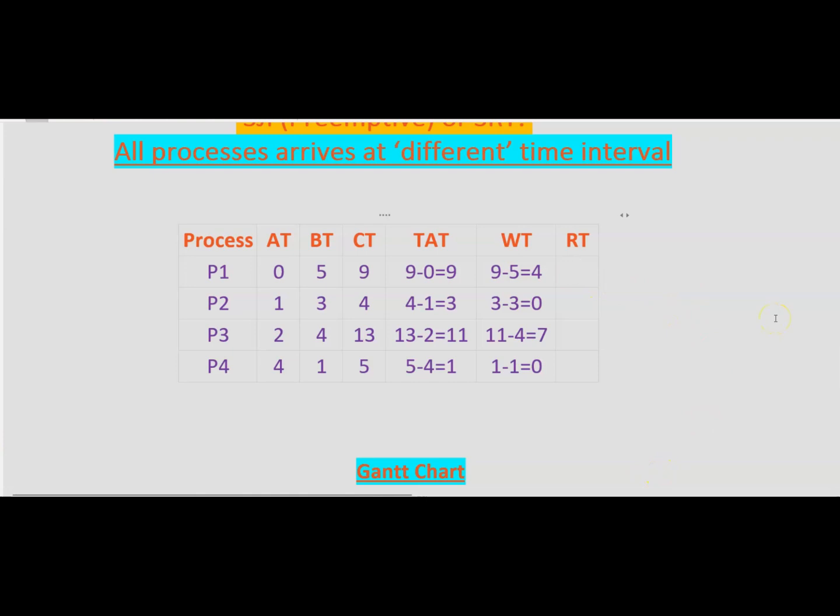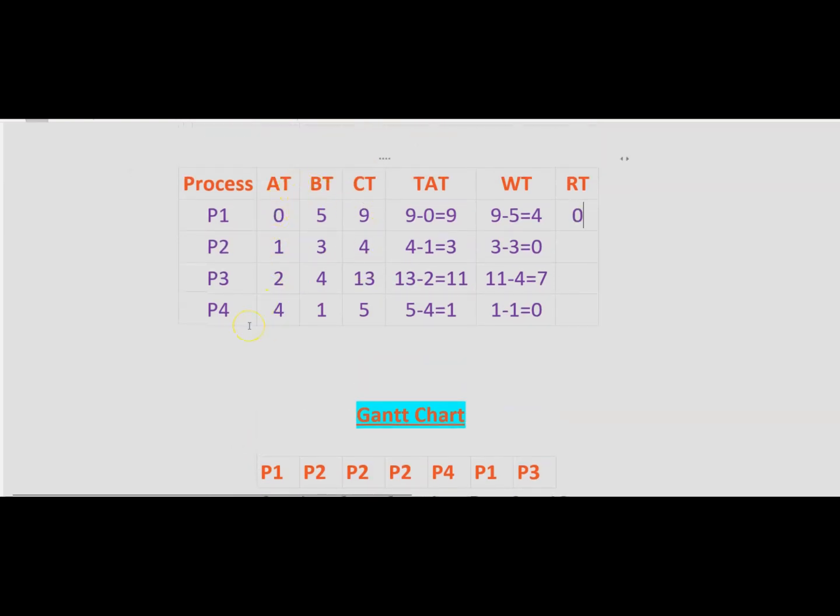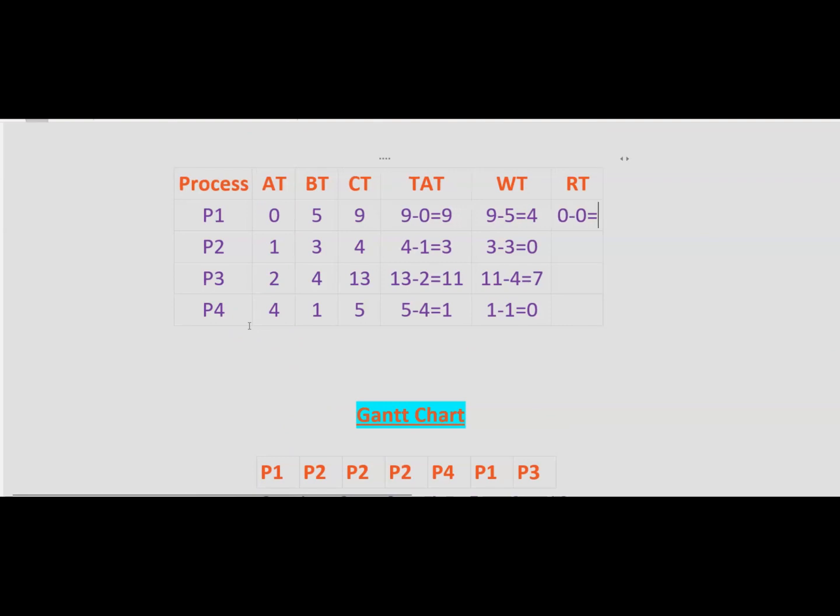Okay. Another parameter we have is the response time. It is very much clear from the last numerical also how we are going to calculate the response time. The formula is the very first time the process got the CPU minus arrival time. If we are talking about the P1 process, from the Gantt chart we can see that P1 got the CPU at time 0. What is the arrival time of the P1 process? That is 0. So 0 minus 0 is equal to 0.